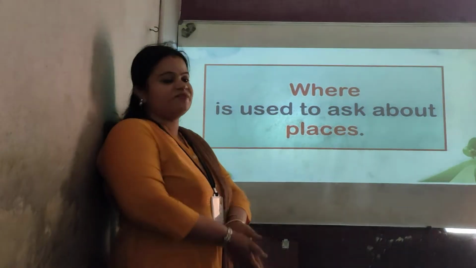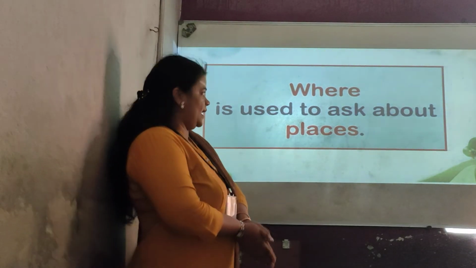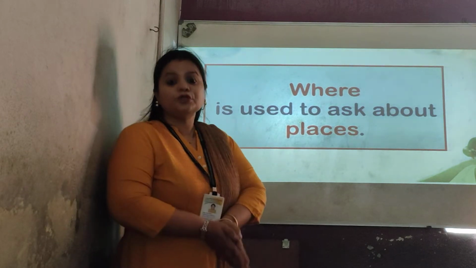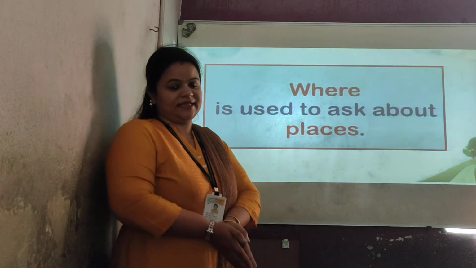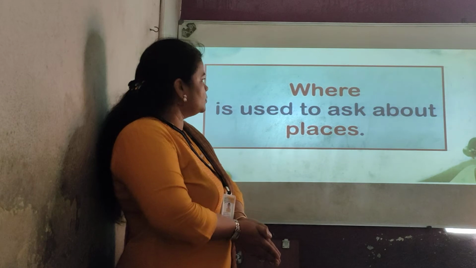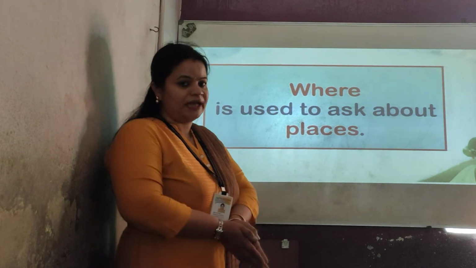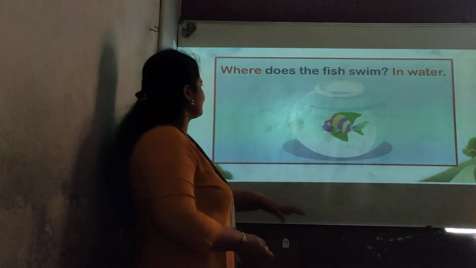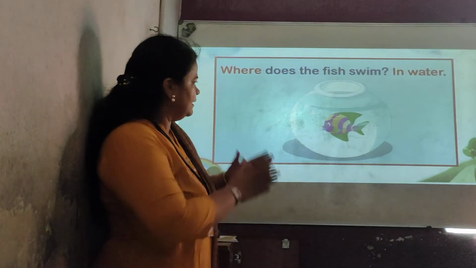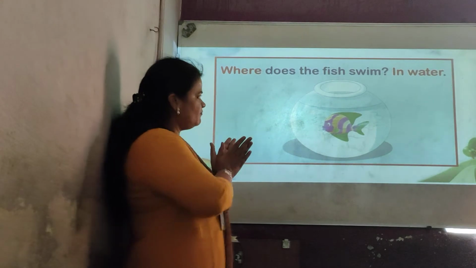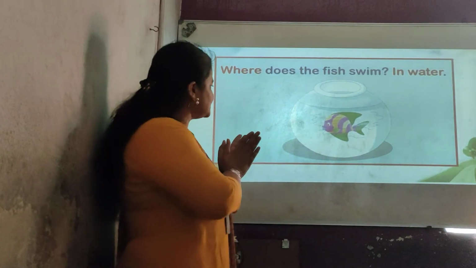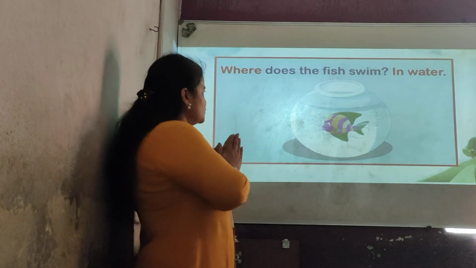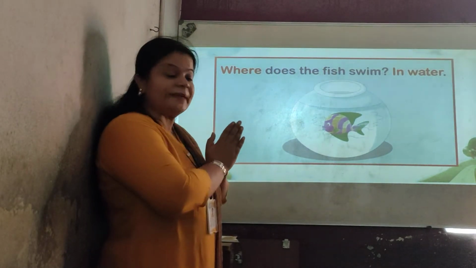Now which question word is given here? Where. The word where is used to ask about places. So let's see how this question word where is used to frame a sentence. Now what do you see here? Here is given one fish tank. One pot inside there, fish is there. Now the word where will be used to ask about place.